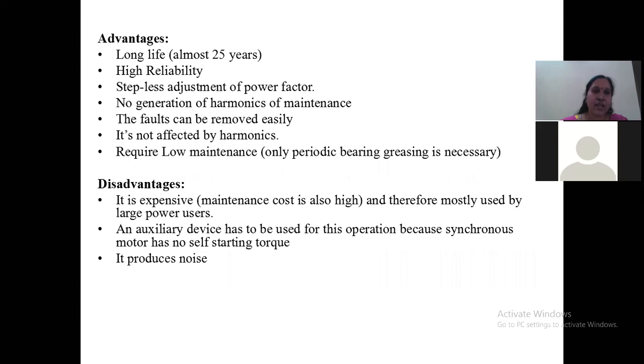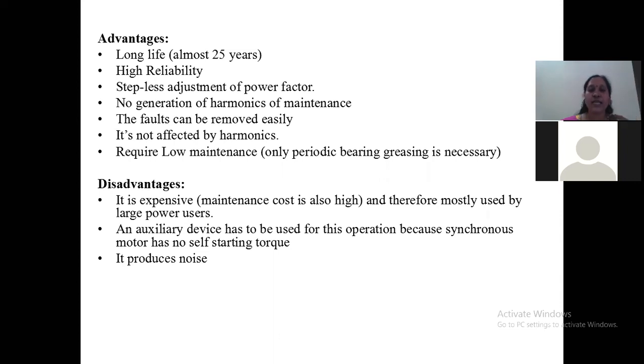So coming to the advantages, it has a longer life, almost 25 years, high reliability, stepless adjustment of the power factor, no generation of harmonics at all. Okay, and faults can be removed easily. Disadvantages, it is expensive. Of course, we are using a synchronous motor, an extra device there for providing the leading current. So obviously the cost will be more.